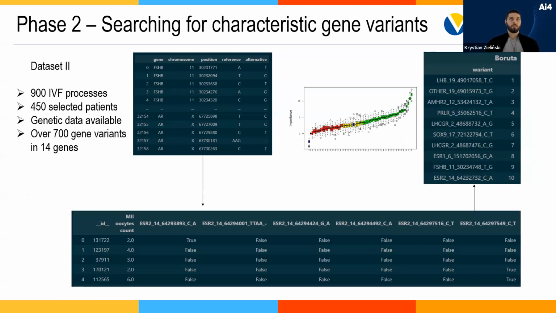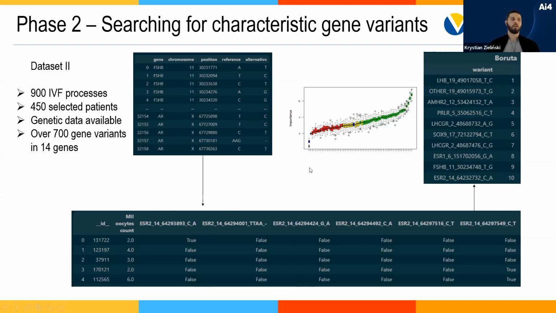We checked 14 genes that we already knew were related to infertility and found different gene variants there. So there were like 700 different gene variants in our data set. Each gene variant was treated as a different factor, basically. And we tried to correlate it with M2s obtained by a given patient.